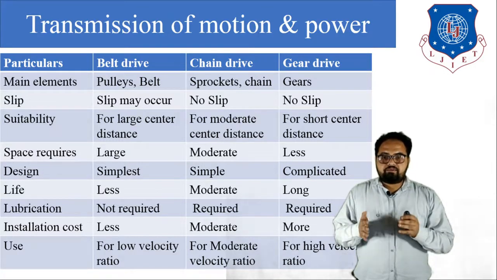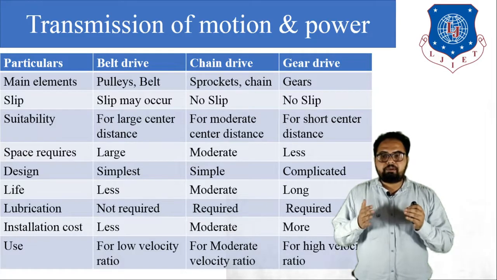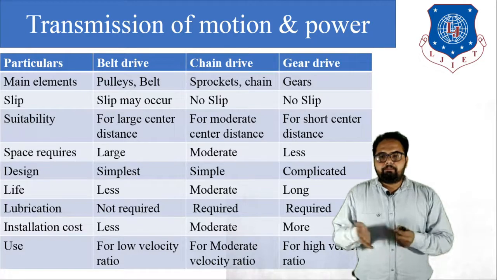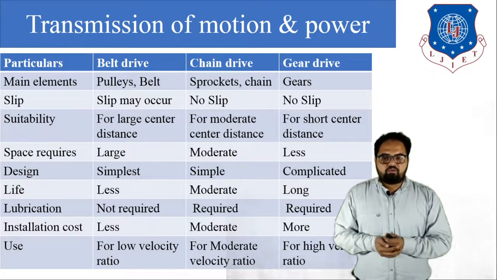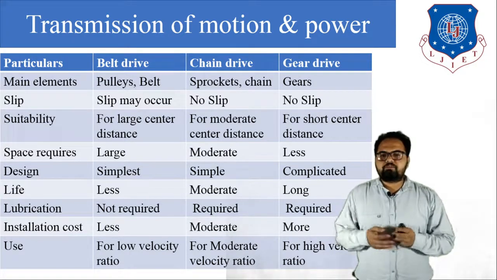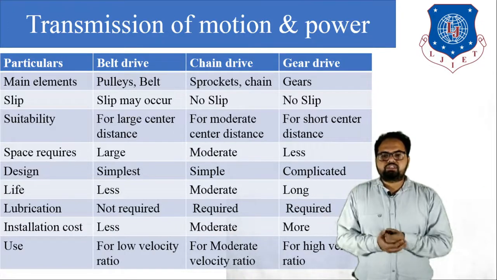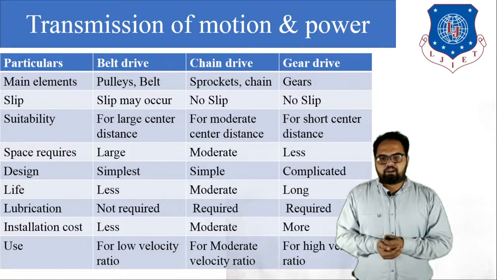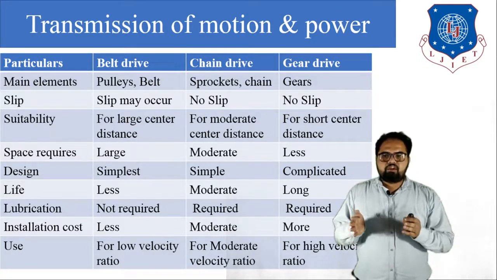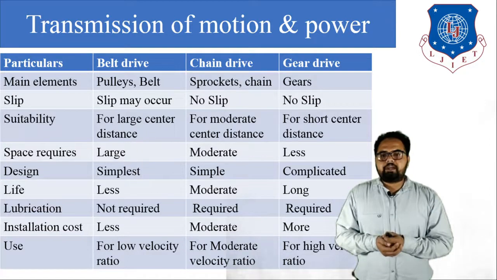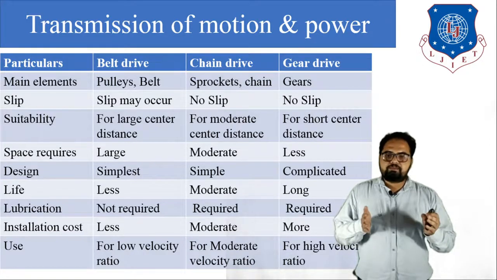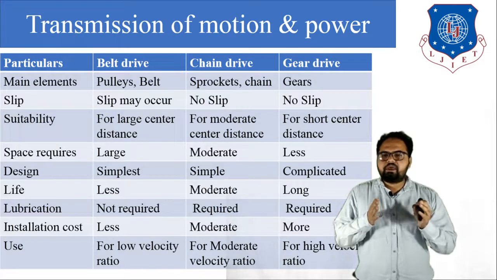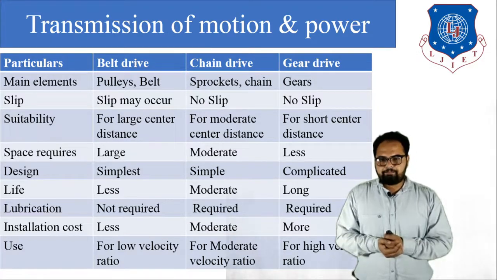Suitability. Whenever we need to transfer the power over a large center to center distance, at that time belt drive is used. For moderate center to center distance up to 3 meters, we can use chain drive, and for very short center distance, gear drives are used. Space. For belt drive, space requirement is large. In chain drive, space requirement is less or moderate, and in gear drive, very less space is required.